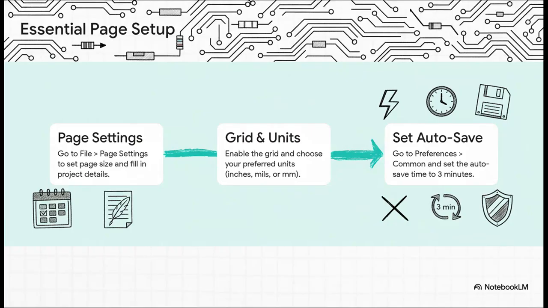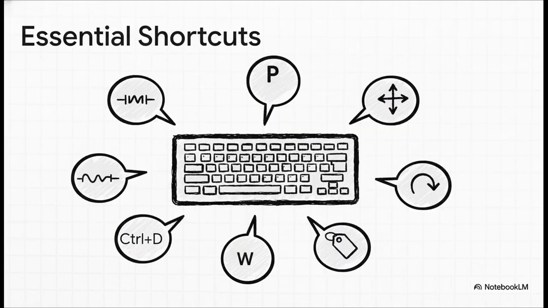Now, before we go crazy and start dropping components everywhere, let's just do a tiny bit of housekeeping. Pop into the page settings. This is where you can add your project title, maybe a version number. It's super helpful for keeping track of things down the line. And speaking of helpful, do yourself a huge favor right now and set up your autosave. I like to set it to 3 minutes because, believe me, there is nothing worse than losing an hour of hard work because the power flickered. It is absolutely soul-crushing.